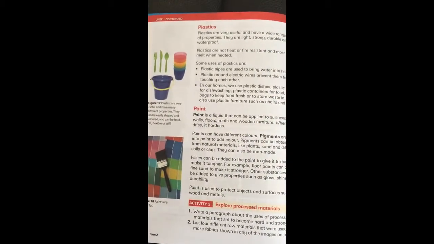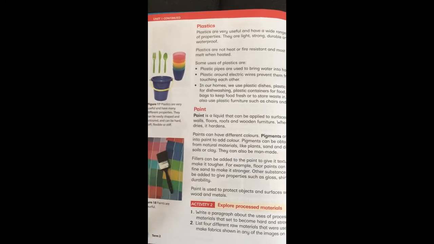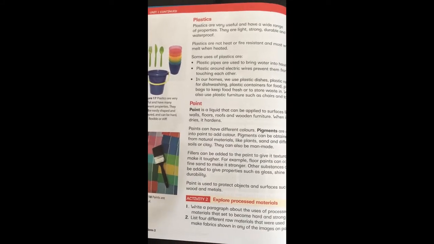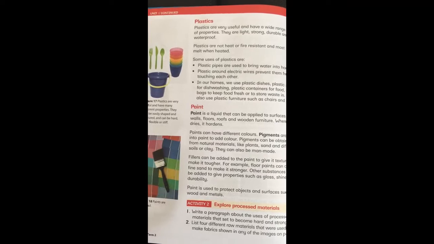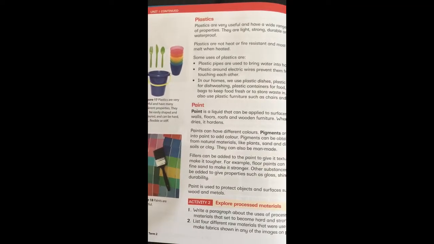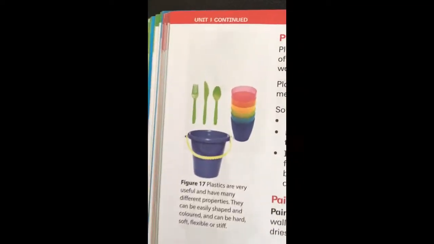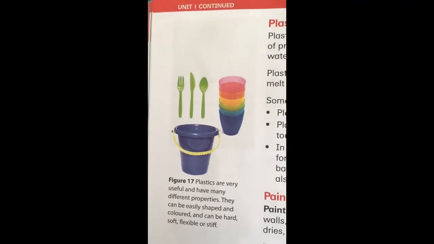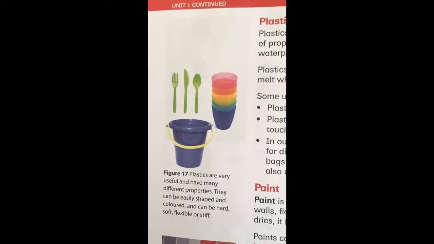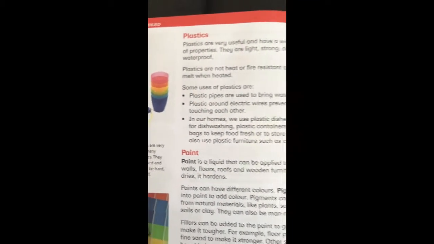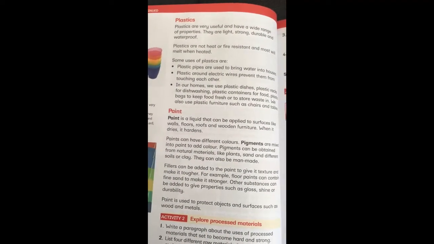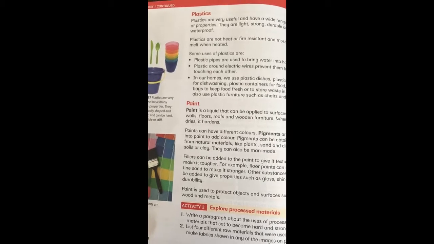Then we looked at plastics. There are so many different kinds of plastics. We get them in different shapes and forms and colors. You get a harder type of plastic, like the ones used for these things that you see in figure 17. And then you also get softer types of plastic, like the plastic wrap that we use in the kitchen. We like to refer to it as Glad wrap.